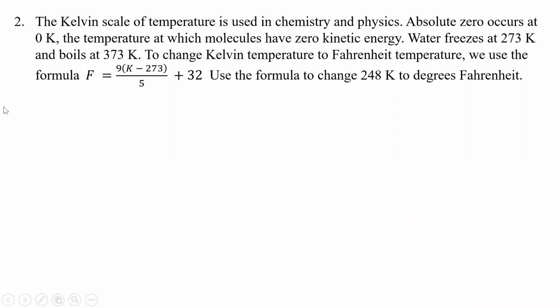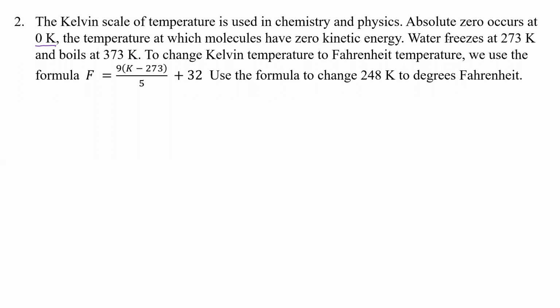What about this one? Now we're on Kelvin. Before we were on degrees Fahrenheit and degrees Celsius. This one's the Kelvin scale, with no degrees. The Kelvin scale of temperature is used in chemistry and physics. Absolute zero occurs at 0 Kelvin, and that's where everything stands still. There are no molecules moving, there's zero kinetic energy. And then water freezes at 273 Kelvin and boils at 373 Kelvin.